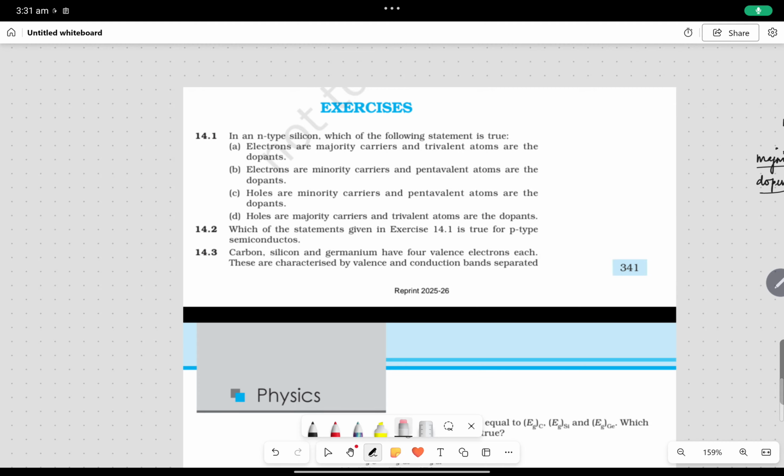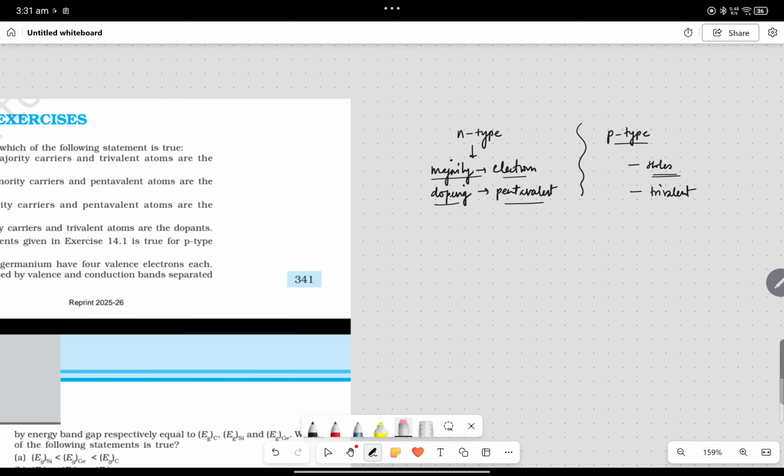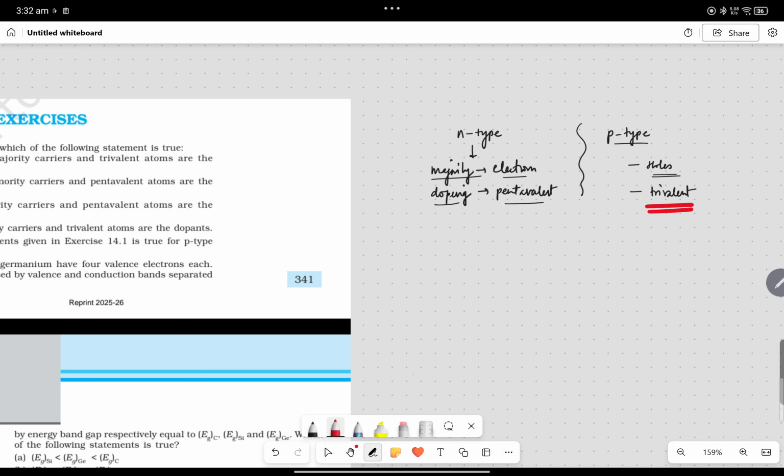So here in 14.2 of the semiconductor chapter, we have the same question again: which of the statements given in exercise 14.1 is true for p-type semiconductor? That is a similar question, right? In an n-type semiconductor, the majority carriers are electrons, and the doping is done by pentavalent atoms. In a p-type, the majority carriers are holes, and the doping is done by trivalent atoms, right? So this is the thing, and you have to select that particular option from here.